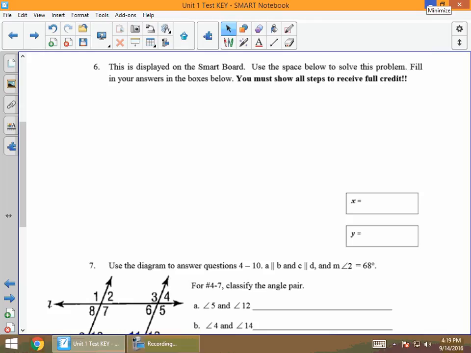Hey there, Geometry. Mr. Lamb again, coming to you with page 2 of the Unit 1 test. And this page starts off with a question that we saw on the smartboard. It says, this is displayed on the smartboard, so use the space below to solve the problem.